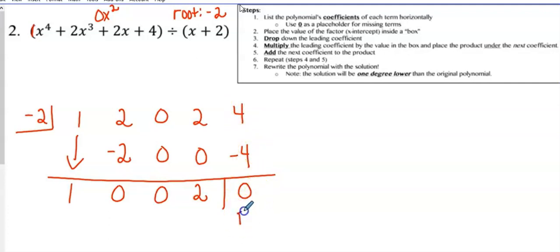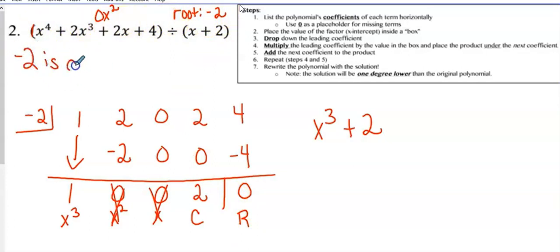So this is my remainder. This one is always the remainder. This one's the constant, so just go kind of backwards. Remainder, constant, x term, x squared term, and x cubed term. Again, this is going to be 1 lower than this. Okay, where I have zeros, I don't even have to write those, so I can forget about those. My answer is going to be x cubed plus 2. I don't have a remainder, so that means -2 is a root of this. So let's write that. -2 is a root because I don't have a remainder.